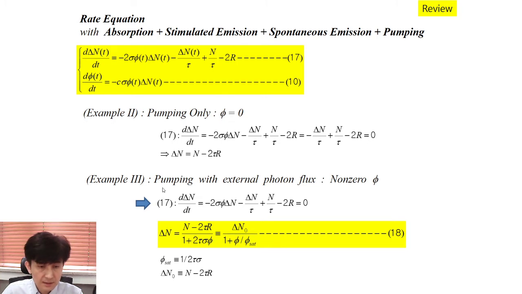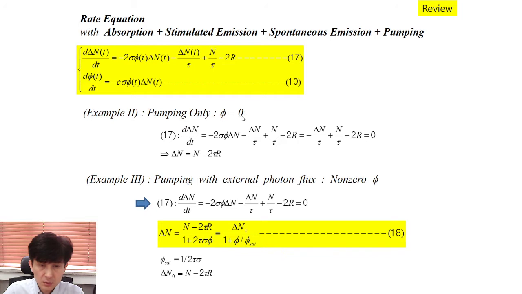Second example is the case where the pumping comes with external photon flux into the medium, where phi is not 0. Again, from equation 17 we obtained that d delta n over dt is 0 for a steady state condition. So as phi is not 0, this term is included, and delta n is equal to n minus 2 tau r over 1 plus 2 tau sigma phi.